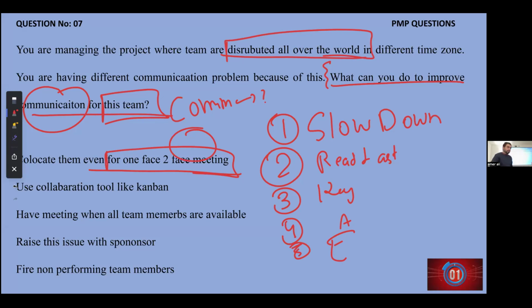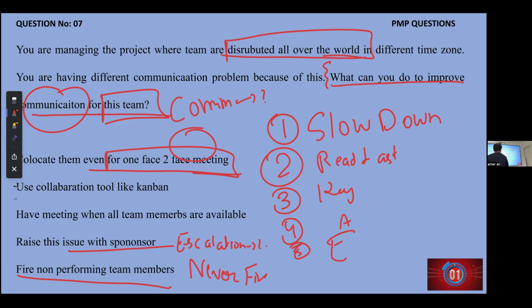Okay. Fire non-performing team member. We never fire. Very important. Escalation is the last thing.